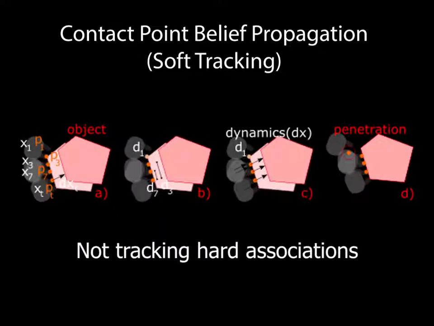Our key insight is that we can efficiently propagate a belief over contact points without explicit associations. We represent the belief with a particle filter, where the prediction and update steps are based on the basic assumptions that points closer together are more likely to be of the same object, and that contact only occurs on the surface of the robot. Please see the paper for more details.